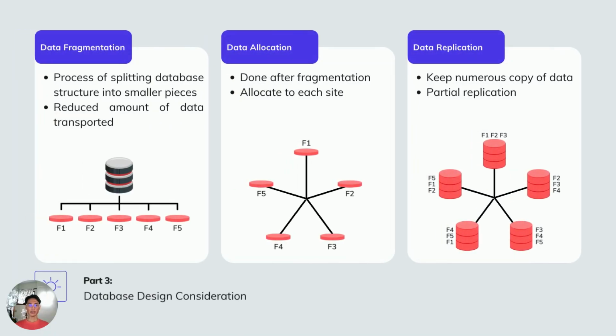Next is the database design consideration, which consists of data fragmentation, allocation, and replication. So fragmentation is the process of splitting the database structure into smaller pieces, resulting in a reduced amount of data to be transported later. Then, after we have done fragmentation, we allocate the fragmented data to each site that we have. And lastly is the data replication, which is done to keep numerous copies of data in each site. And in this case, we chose partial replication, in which each site has several copies of the fragmented data, but not all of them.